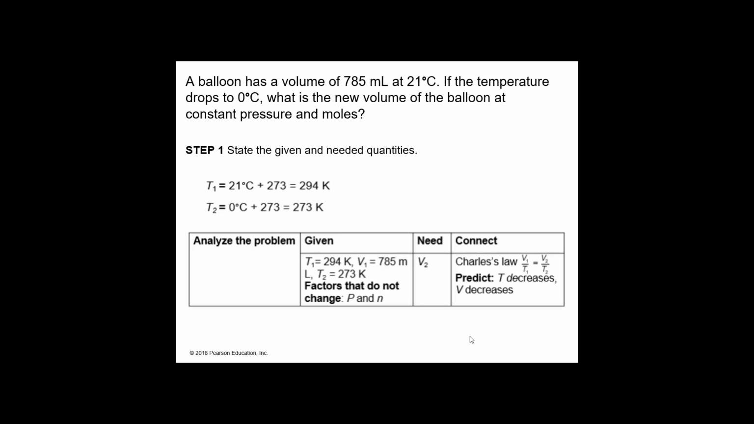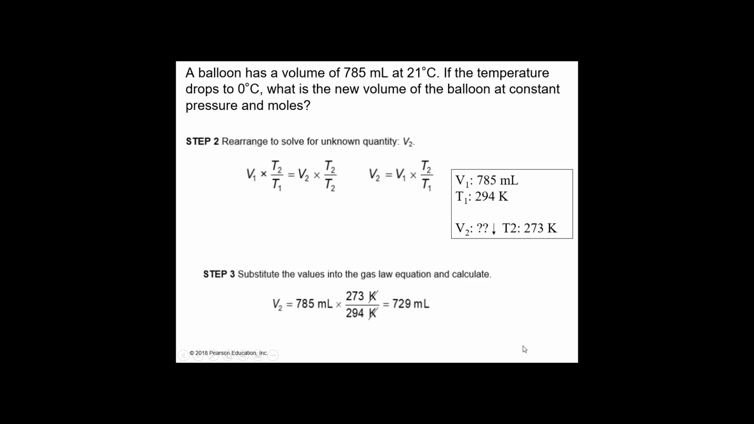All right, so a balloon has a volume of 785 milliliters at 21 degrees Celsius. If the temperature drops to 0 degrees Celsius, what is the new volume of the balloon at constant pressure and moles? So in this case, first thing to always do, change it out of Celsius to Kelvin. And then we look for our variables, and we should look at the trend to understand what's happening. If the temperature is decreasing, then we expect the volume to also decrease. If we plug everything in, it does decrease, so our trend is correct. So we end up with 729 milliliters.